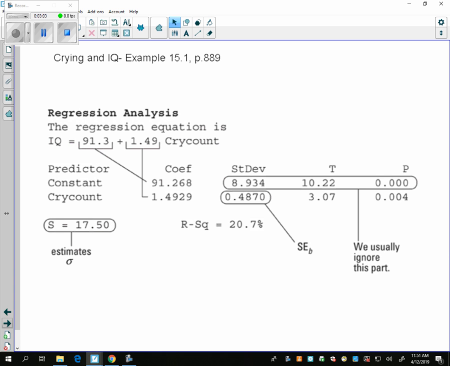Okay. So they snap the rubber bands and then they want to see how loudly they cry, and their cry count determines their IQ. Bizarre. So if you want to read it in the blue textbook, it's example 15.1.